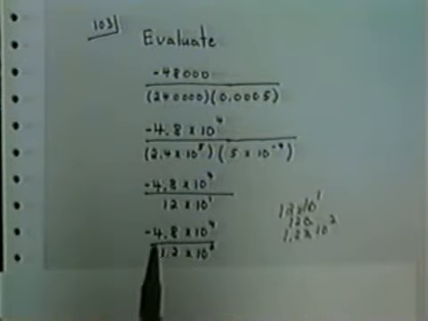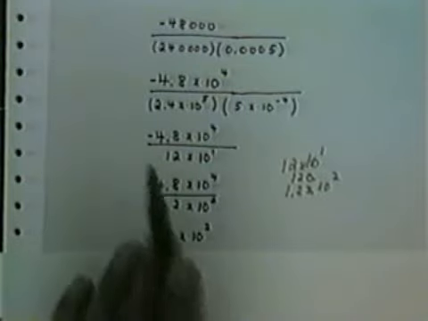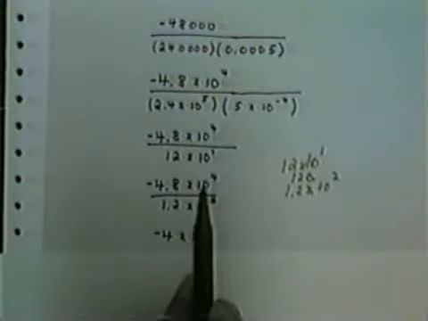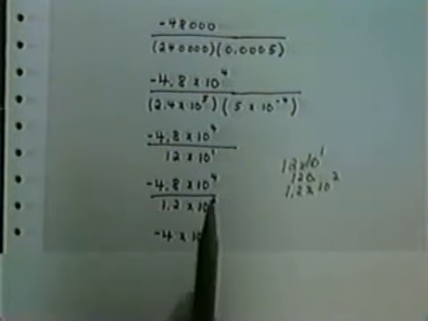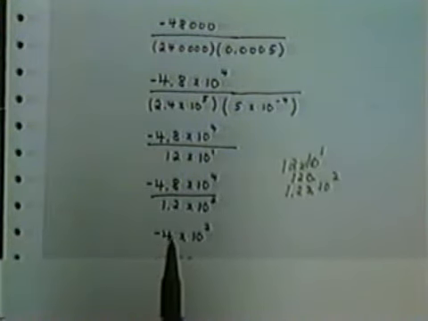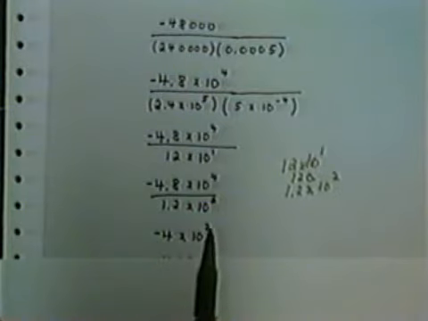Take the calculator and divide the negative 4.8 by 1.2, and you'll get 4. Or, negative divided by positive is negative, so it'll be a negative 4. And to divide powers having the same base, you keep the base, subtract the exponents. Top minus bottom. 4 subtract 2 is 2. So the answer is negative 4 times 10 squared. If you want to write it in decimal form, it would be a negative 400.